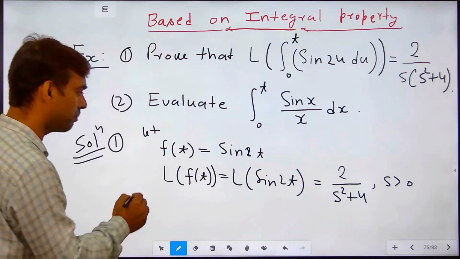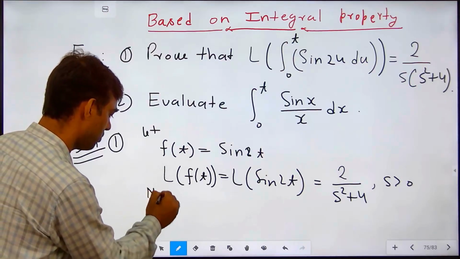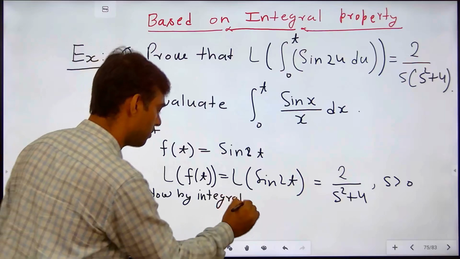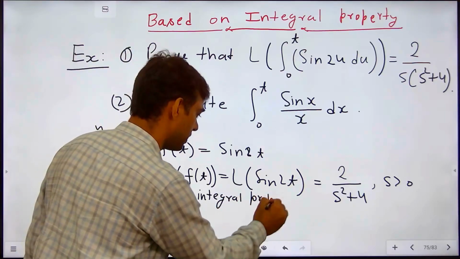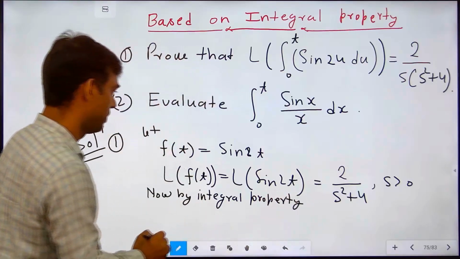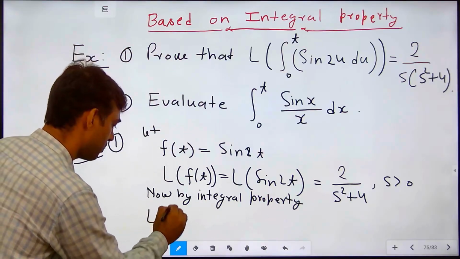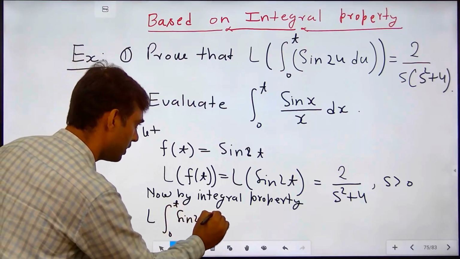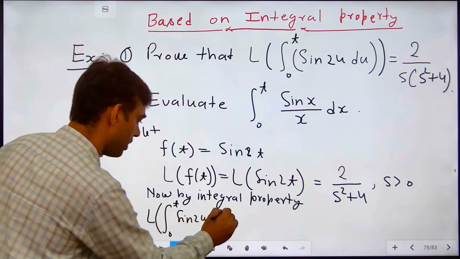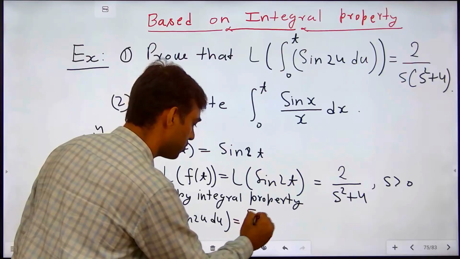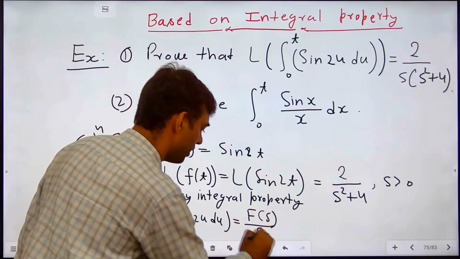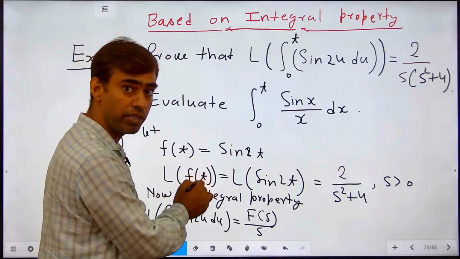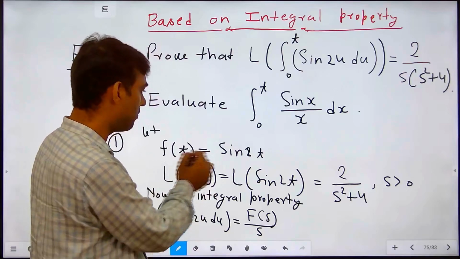Now, by the integral property of a Laplace transform, the Laplace transform of the integral from 0 to t of sin 2u du equals F(s) upon s, where F(s) is the Laplace transform of f(t). And f(t) is what? f(t) is sin 2t.